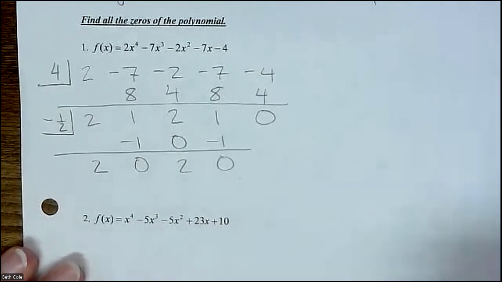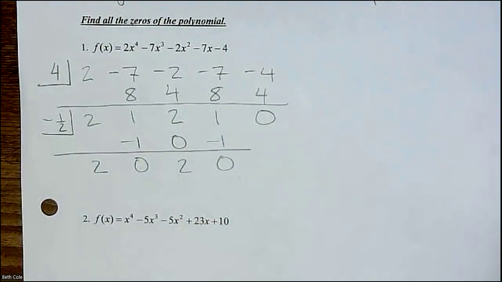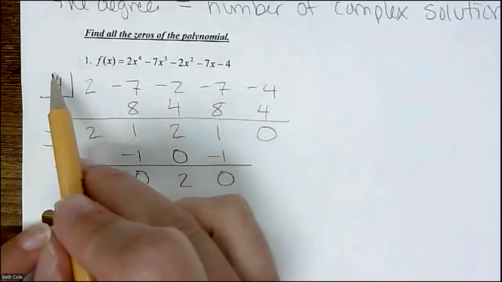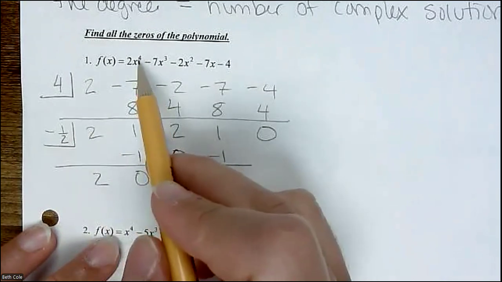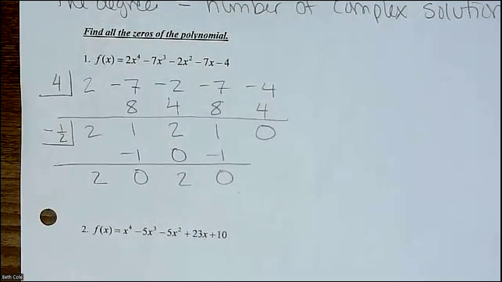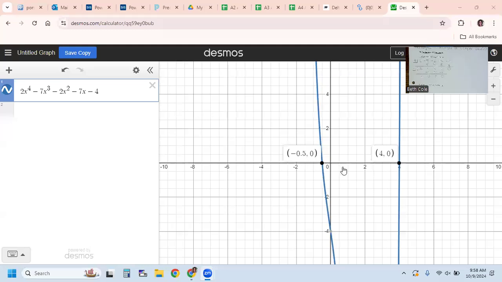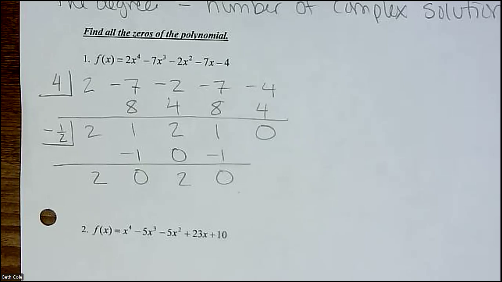You should get a remainder of 0. If you don't, then you had an issue somewhere. So this is one answer. This is a second answer, but I should end up with a total of 4. When we look at this graph, you can see that there aren't any other real zeros. This doesn't touch the x-axis anywhere else. What that means is my other 2 answers are going to be imaginary.